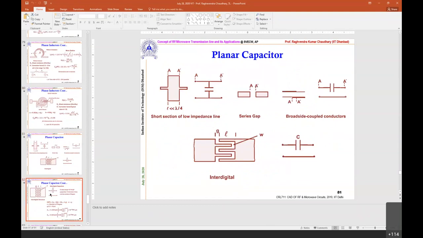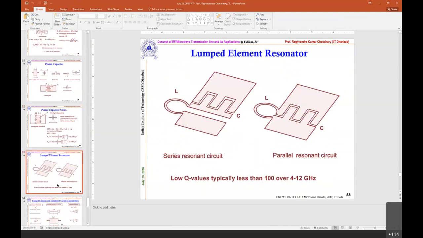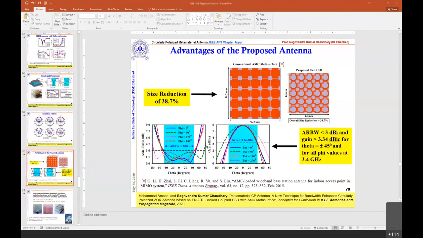These are the basic things, like when we started the research on the metamaterial antenna. Then we found how we can do the capacitor and how we can do the inductor. This provides you the idea of how you will perform the things. Hopefully, this will serve the purpose of what I told you.